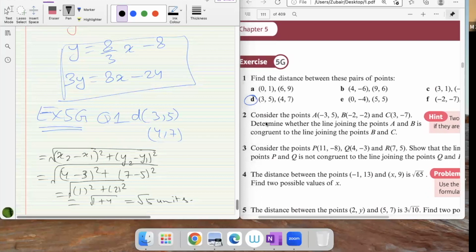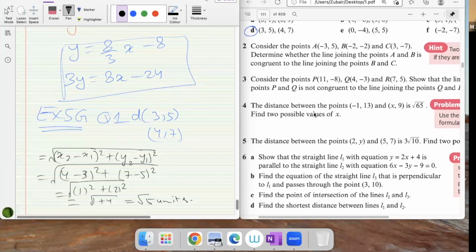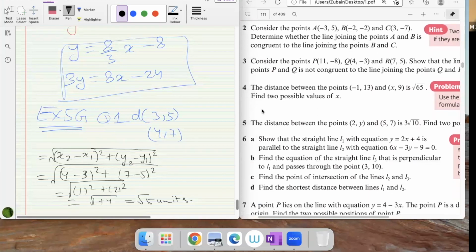Question number 2 says, consider the points A, B, and C. Determine whether the line joining points A and B is congruent to the line joining B and C. So we'll find the distance individually and see if they are equal or not. Let's try question number 5. There is a missing value in the coordinate and the distance is given.